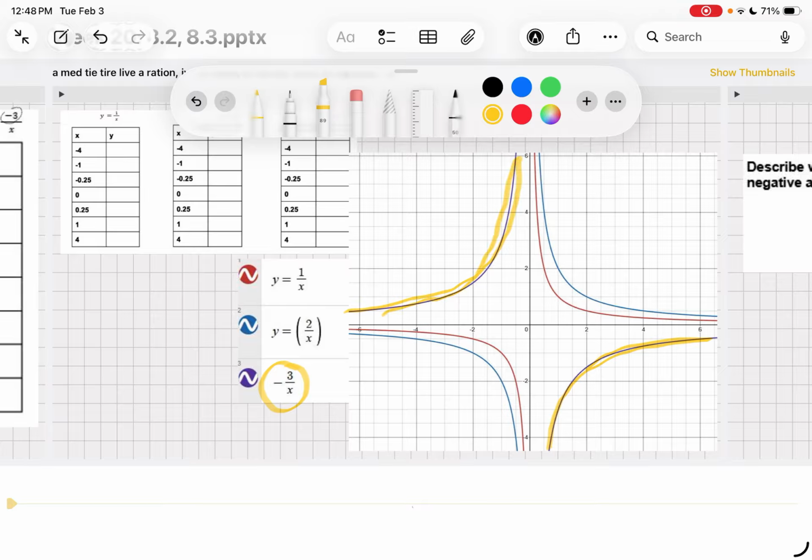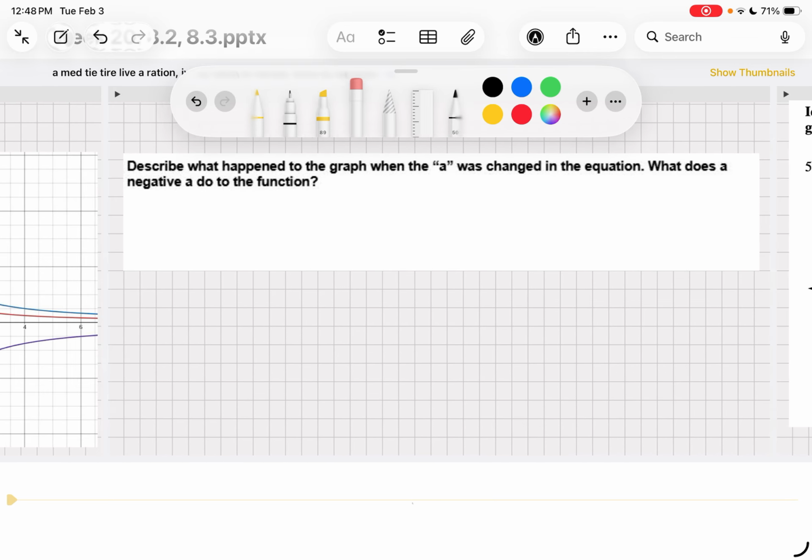My asymptotes have not changed at all. Nothing shifted. It just changed the shape of the line. It's a stretch or a compression. So let's describe what happened there.